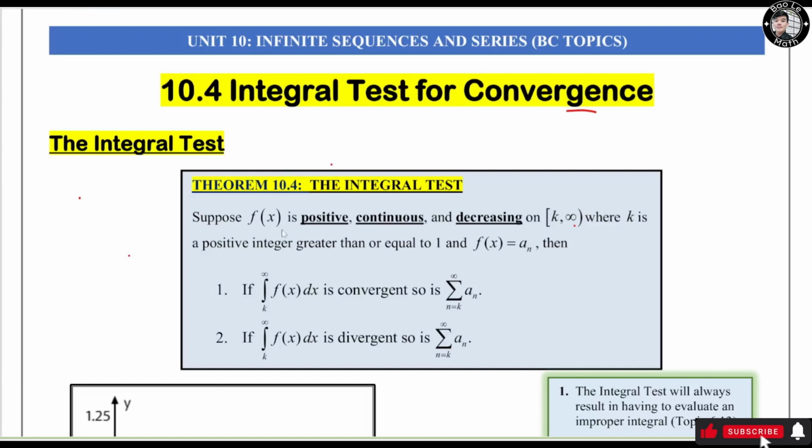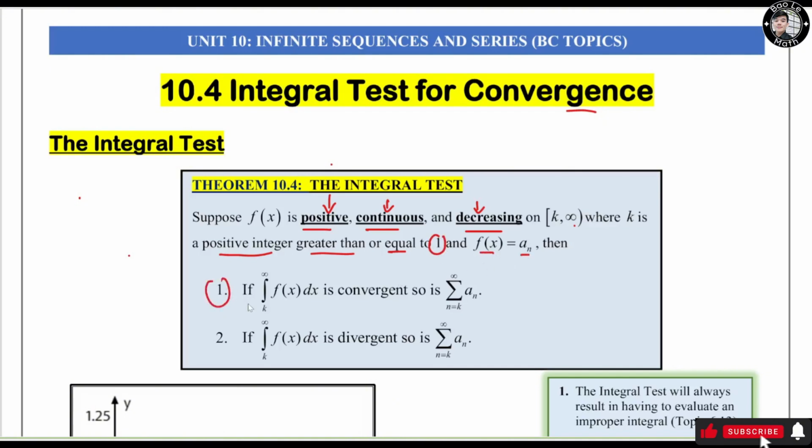Suppose the function f(x) is positive, continuous, and decreasing. These three conditions are extremely important. You must have all three in order to apply this theorem, on the interval k to infinity, where k is a positive integer greater than or equal to 1, and f(n) equals a sub n.